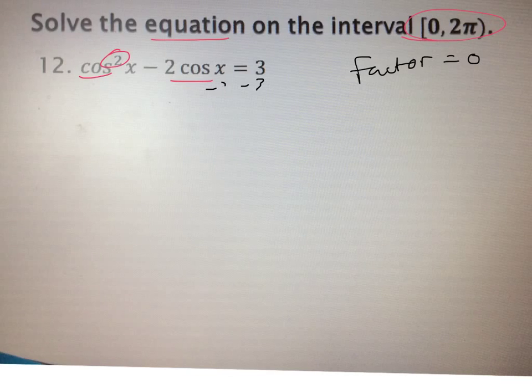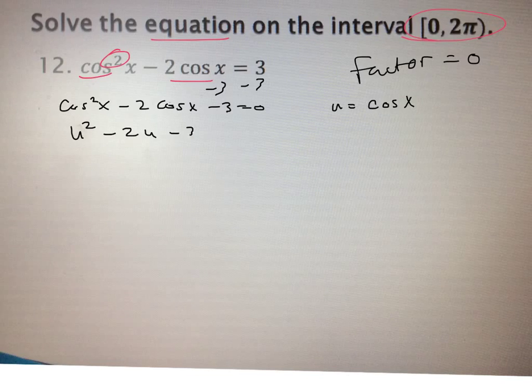So I'm going to subtract 3 from both sides, and that would get me cosine squared x minus 2 cosine of x minus 3 equals 0. And then just as a tool to make things a little bit easier, I'm going to substitute in a different variable and say that u is equal to cosine of x. And I'm going to rewrite this as u squared minus 2u minus 3 equals 0.